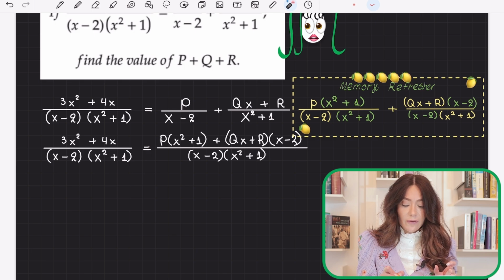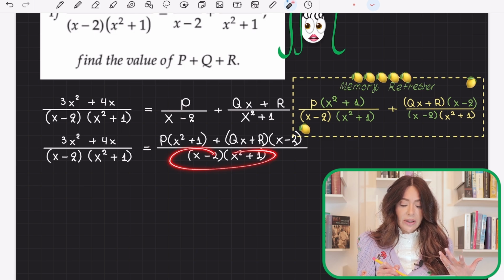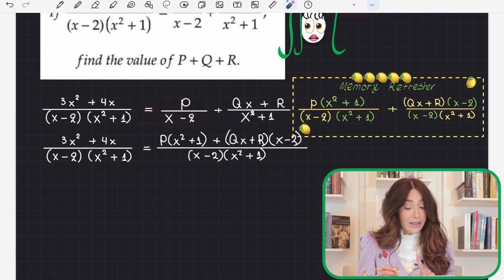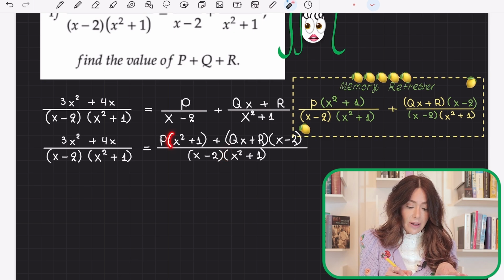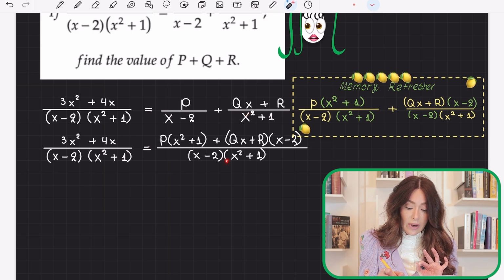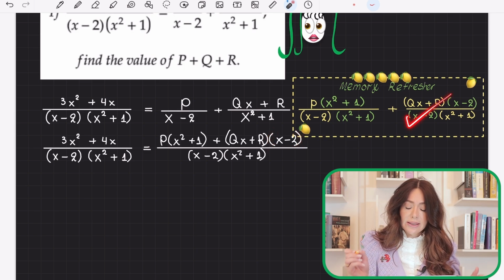The idea is that you find the common denominator and then you compare this fraction to the common denominator and choose the least common factor. This fraction has x minus 2 as a factor. It doesn't have x squared plus 1 as a factor. So you give it that, okay? And this fraction has x squared plus 1 as a factor, but it's lacking x minus 2. So you multiply that by x minus 2, okay? So that's the step that we skipped.